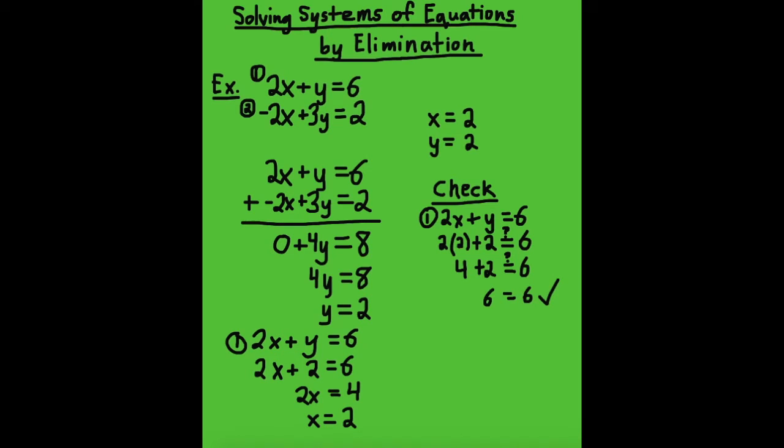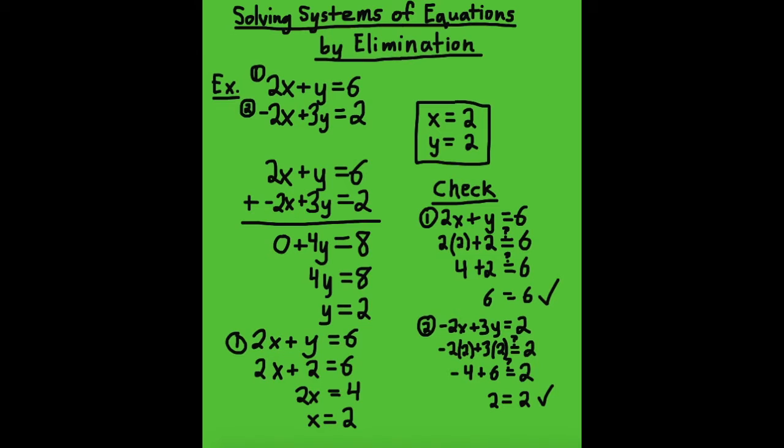This is correct. Let's also plug x equals 2 and y equals 2 in the second equation. So equation 2 is negative 2x plus 3y equals 2. When we substitute x equals 2 and y equals 2 in it, we get negative 2 times 2 plus 3 times 2 equals 2. This becomes negative 4 plus 6 equals 2. And this is 2 equals 2, which is correct. Therefore, x equals 2 and y equals 2 are the correct answers.